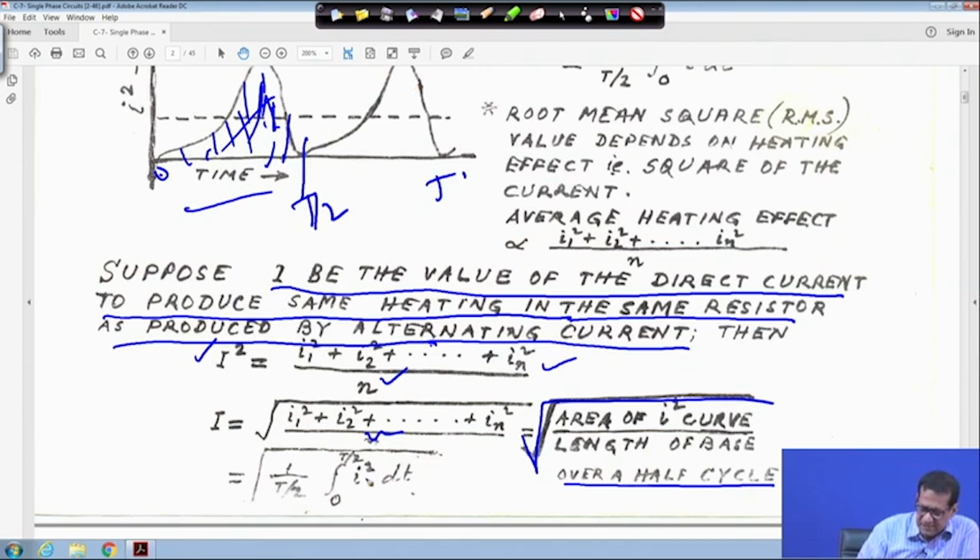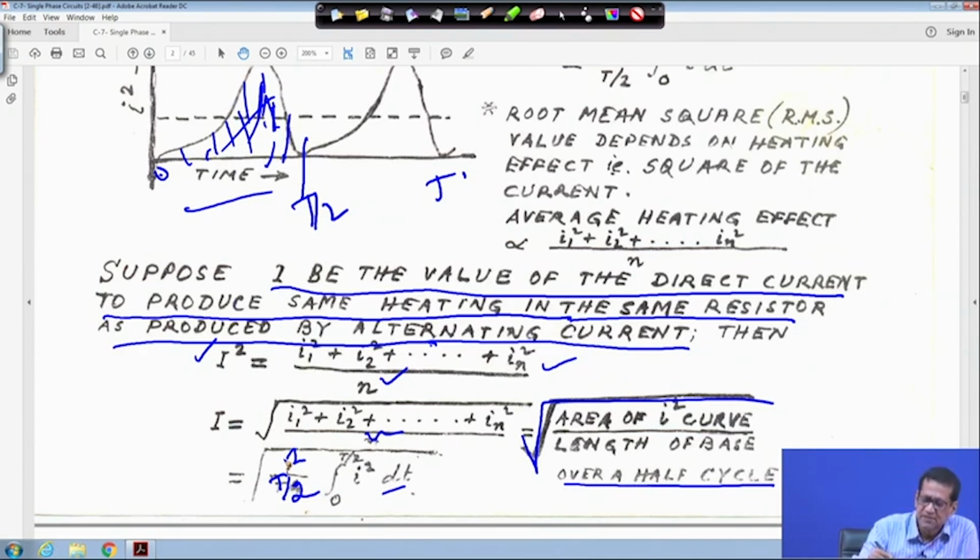So, that means this can be written as 1 upon t by 2, integral from 0 to t by 2 of I square dt, right. This way you can find the value of I, and this is called the RMS value, root mean square value or effective value. And the average value we sometimes call the mean value, right.